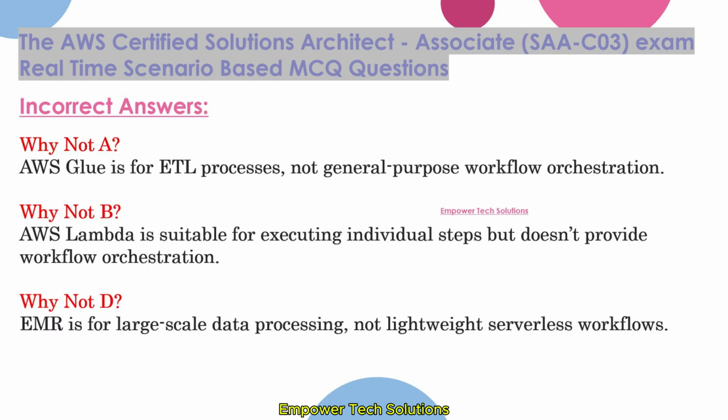AWS Glue is for ETL processes, not general-purpose workflow orchestration. Why not B? AWS Lambda is suitable for executing individual steps but doesn't provide workflow orchestration. Why not D? EMR is for large-scale data processing, not lightweight serverless workflows.